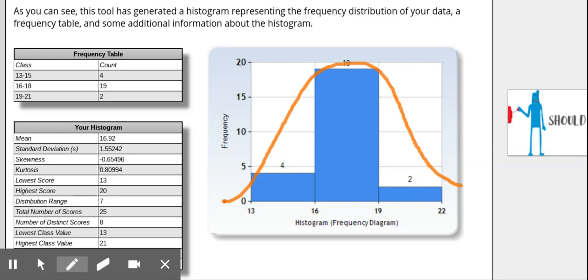Kurtosis just means talking about how heavy the tails are. And the tails are down here, right? The tails are usually heavy when there's outliers. This kurtosis is very small. A normal kurtosis is a value of 3. This is very small, so the tails are very, very, very light. Again, that's an idea of variability. Everything is kind of squished in the middle.